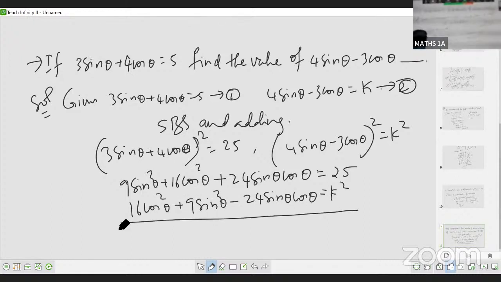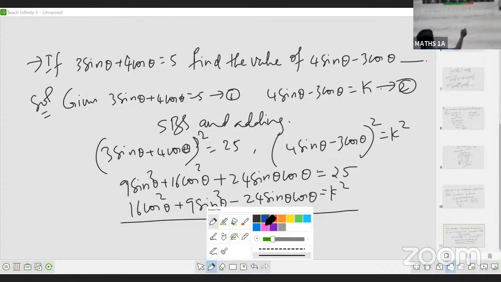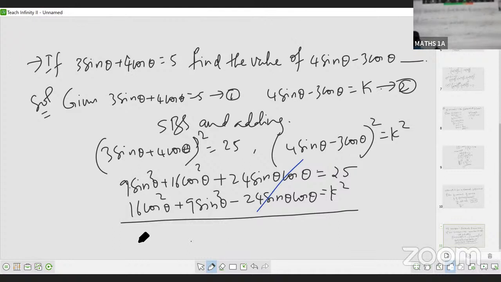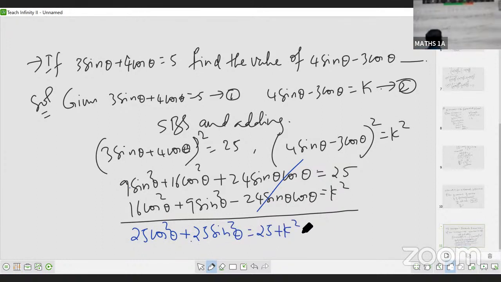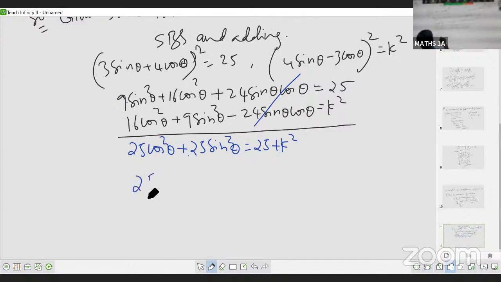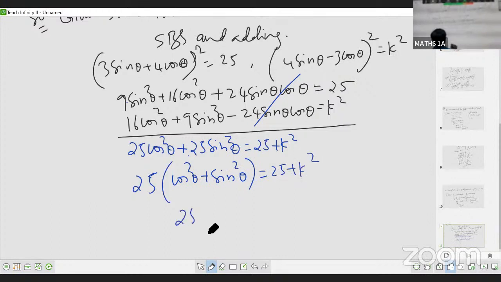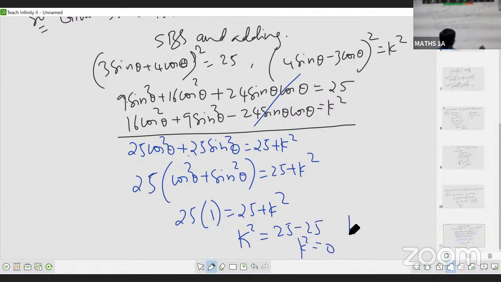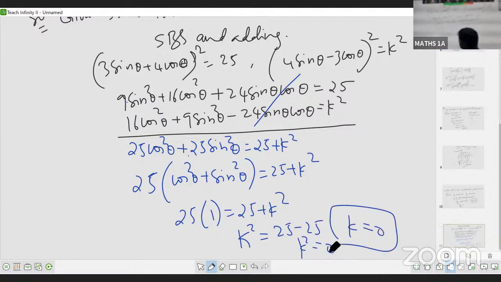Now I said add them. These two get cancelled. 9 plus 16, 25 cos square theta, plus 25 sin square theta equal to 25 plus k square. Take 25 common: cos square theta plus sin square theta, 25 into 1, equal to 25 plus k square. So 25 minus 25, k square is 0, so nothing but k is also 0.